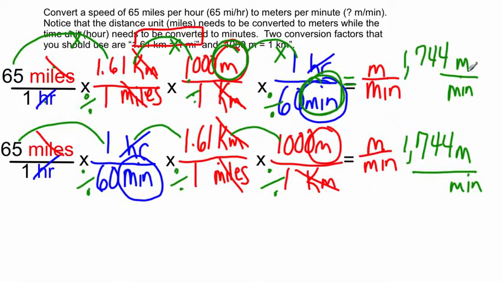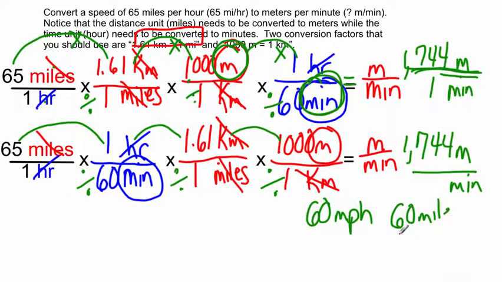Now think about what this means. This means that you can go 1,744 meters in 1 minute. It's understood that the unit on the bottom has a 1 in front of it. It's really a conversion factor here. Anytime you see speed, if you see 60 miles per hour, that's a conversion factor. That means you can go 60 miles if you drive for 1 hour. All right.